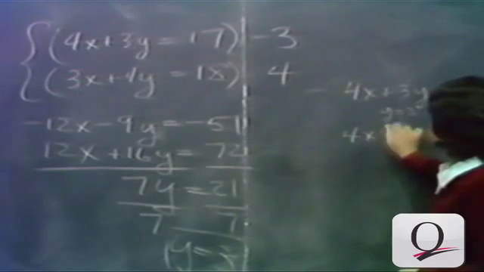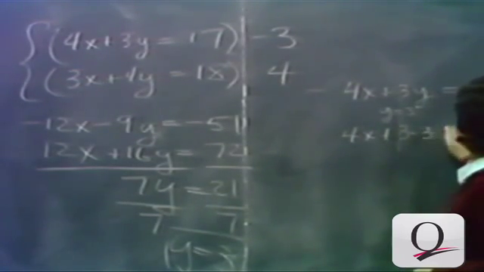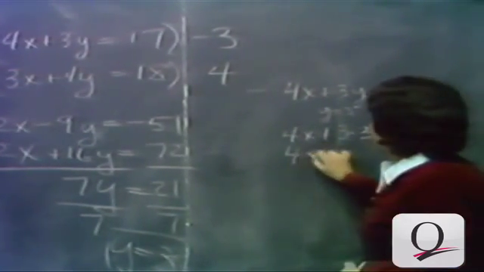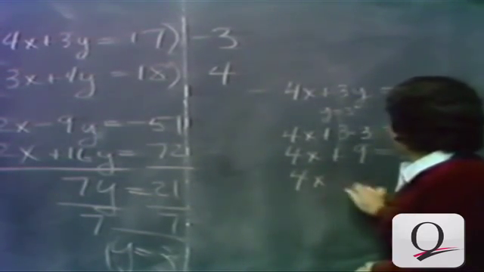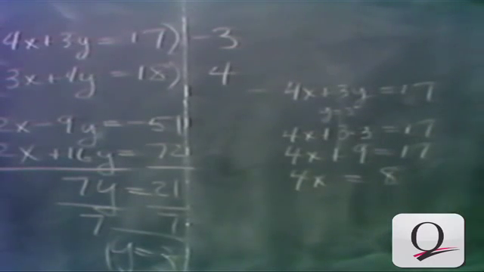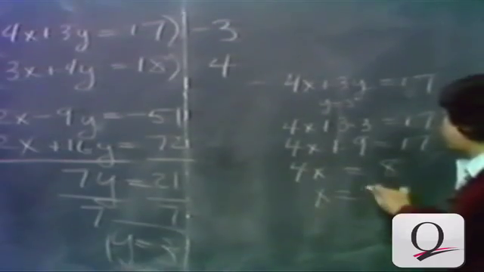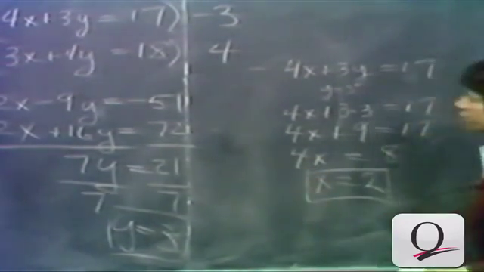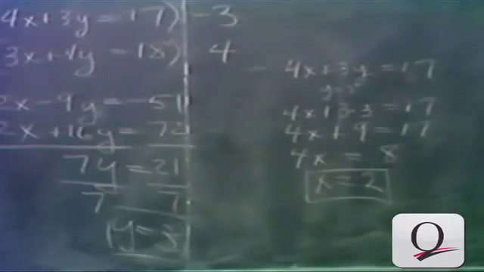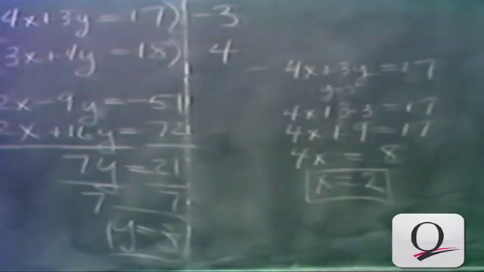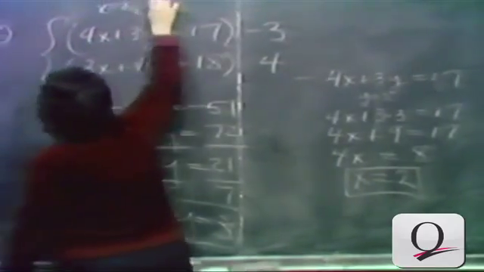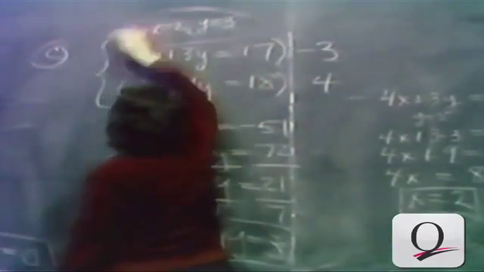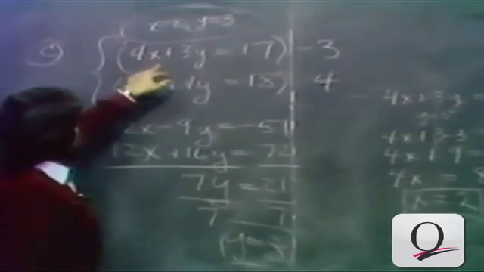So 4x plus 3 times 3 equals 17. 4x plus 9 equals 17. 4x equals 8, subtracting 9 from both sides. And finally, dividing through by 4, x is equal to 2. And we'd like to check this in both equations. X equals 2, y equals 3. We believe that to be the solution, and it checks out very simply.